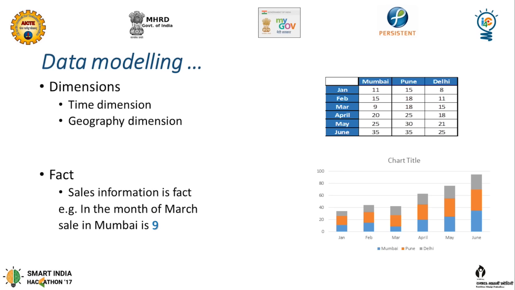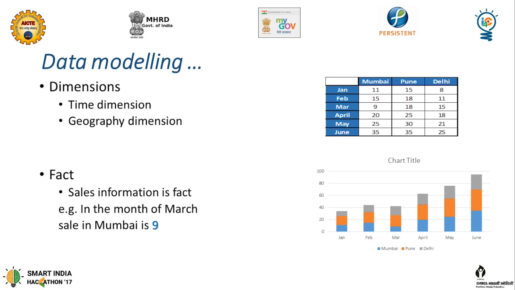On the right hand side below, there is a graph which is showing you January, February, March on the x axis. It is a stack bar with different colors, and each color is showing one city. What is this graph depicting? It is telling you that in the month of January, in Mumbai, what was the sale? So these are sales figures.